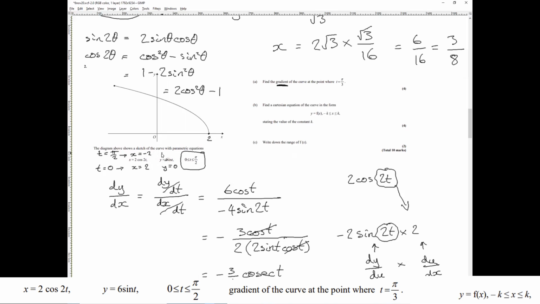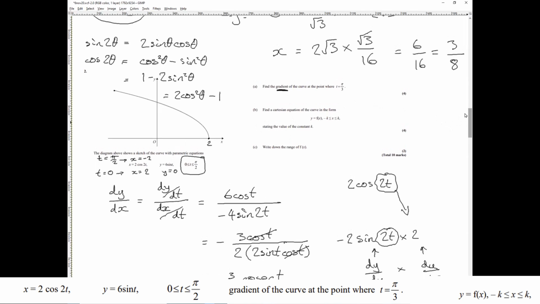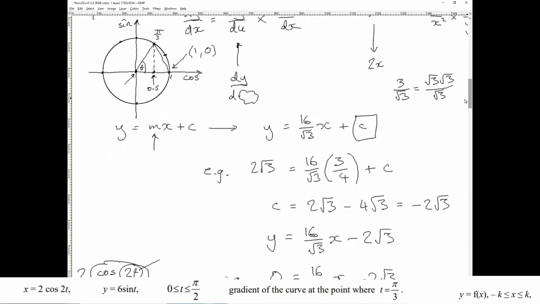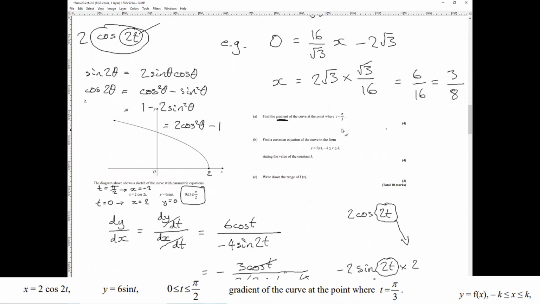So T is pi over 2. We want sine of pi over 2, and pi over 2 is what time on the clock? It's 12 o'clock, and the sine value there is 1. So 6 sine t will be 6.